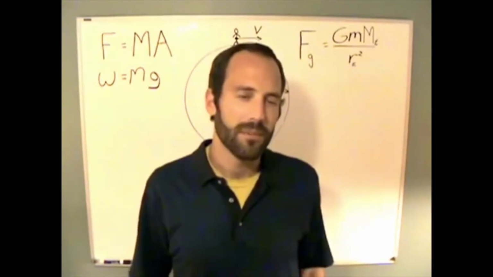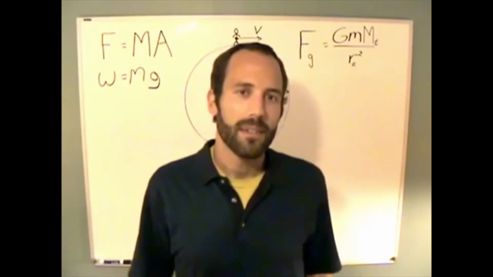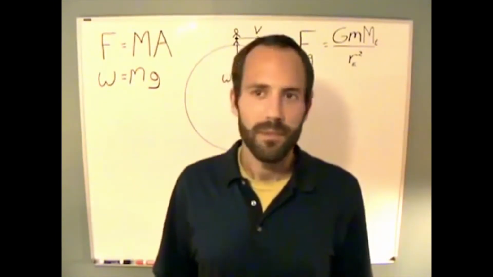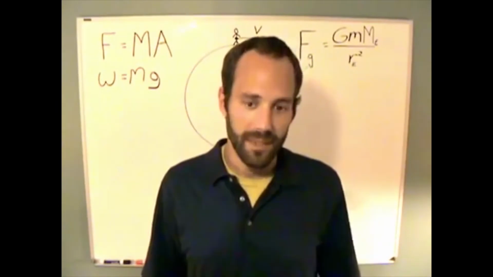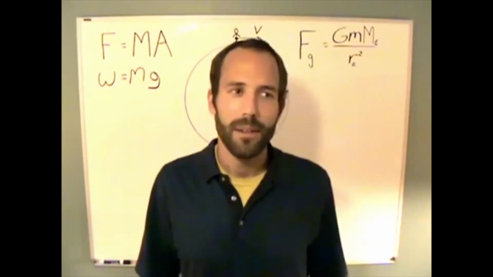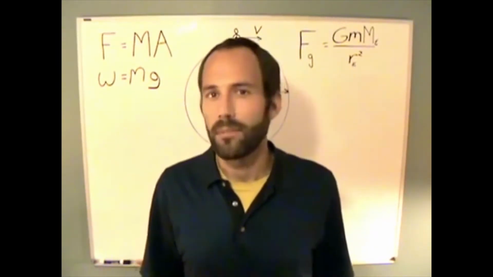And so I thought to myself, well, if that's the case, if I took that same scale up to the moon, it would definitely give me a different reading because the force of gravity is less, and that's what's pulling the scale down, right? So how can that be? How can mass be the same throughout the universe?